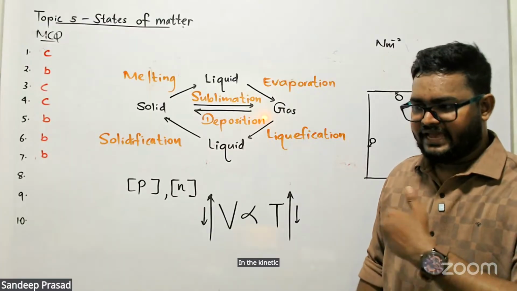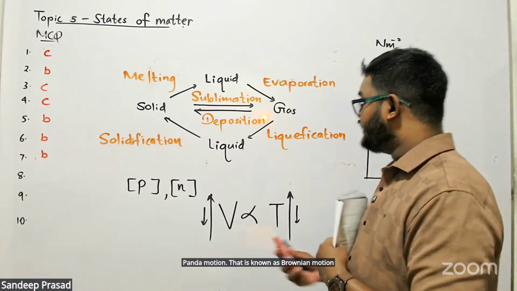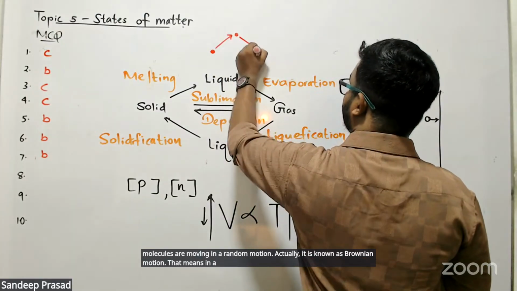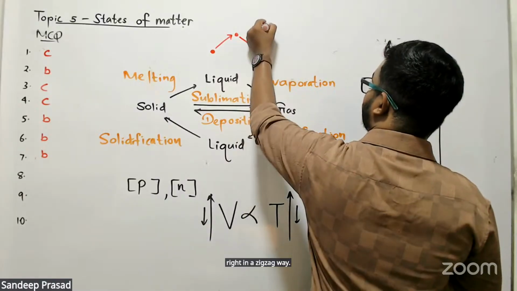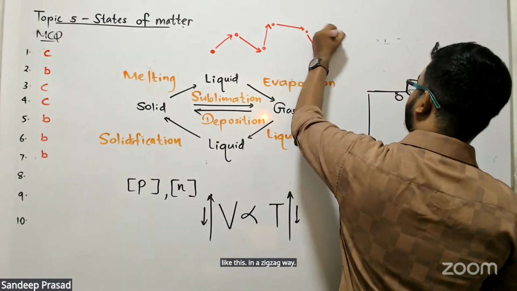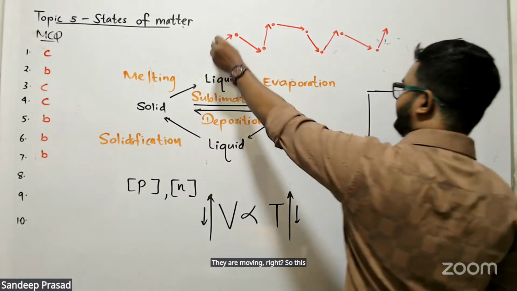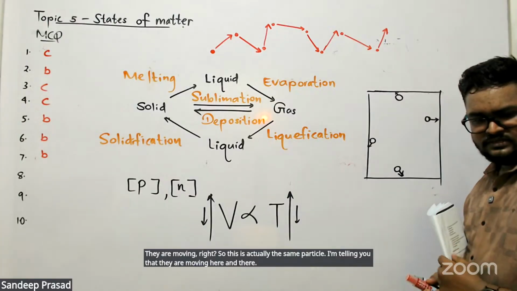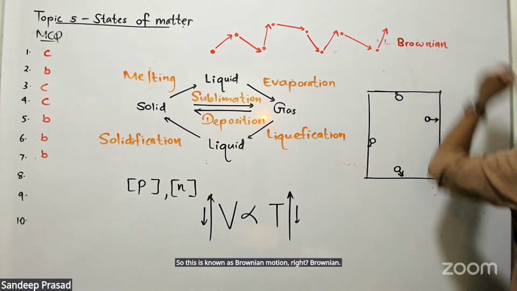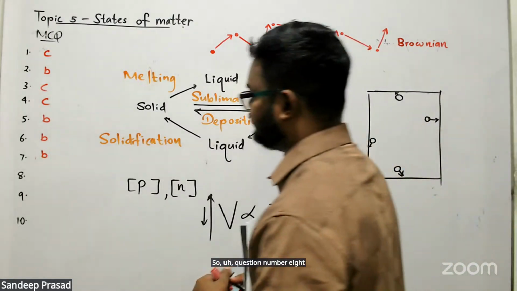In the kinetic theory, we assume that the gas molecules are moving here and there randomly. That is known as Brownian motion. Remember, students? Gas molecules are moving in a random motion. Actually, it is known as Brownian motion. That means in a zigzag way, like this. They are moving like this in a zigzag way. This is the same particle, and I'm telling you that they are moving here and there. So this is known as Brownian motion of gas particles. Okay. So question number 8, answer should be B.